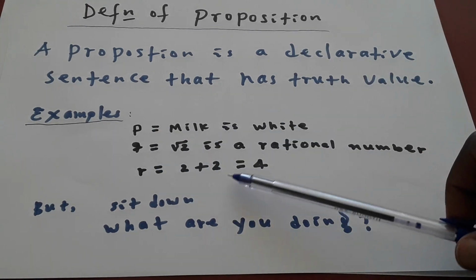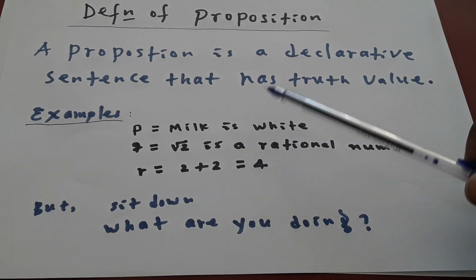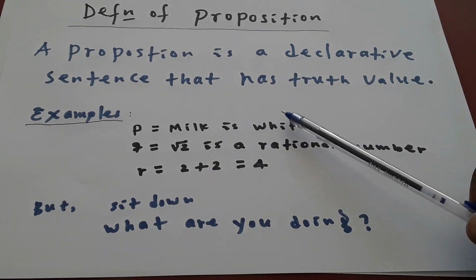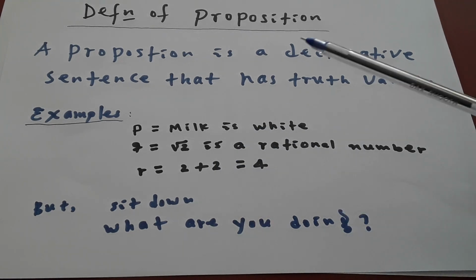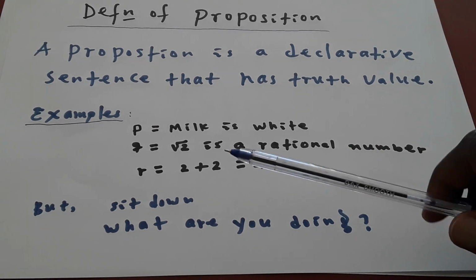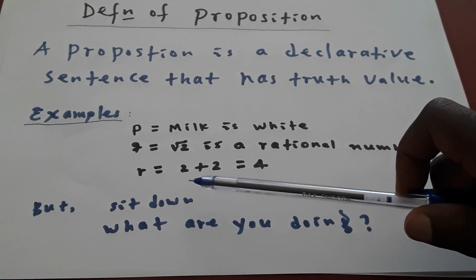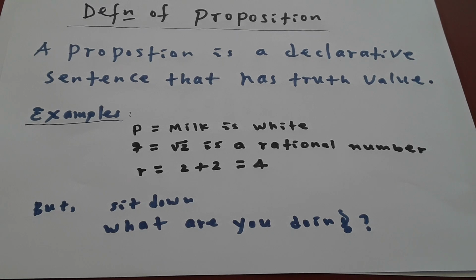Those are propositions, which means they have a truth value, either true or false. If you consider milk is white, everybody knows milk is white, so it has the truth value true. Root 2 is a rational number is false. 2 plus 2 is 4 is true. Whereas sit down, what are you doing, come on, hello, close the door, and so on, are not propositions. Generally, imperatives or commands are not propositions.